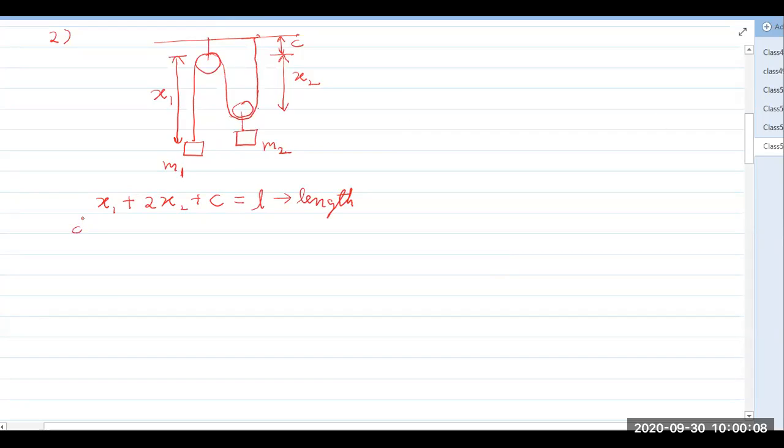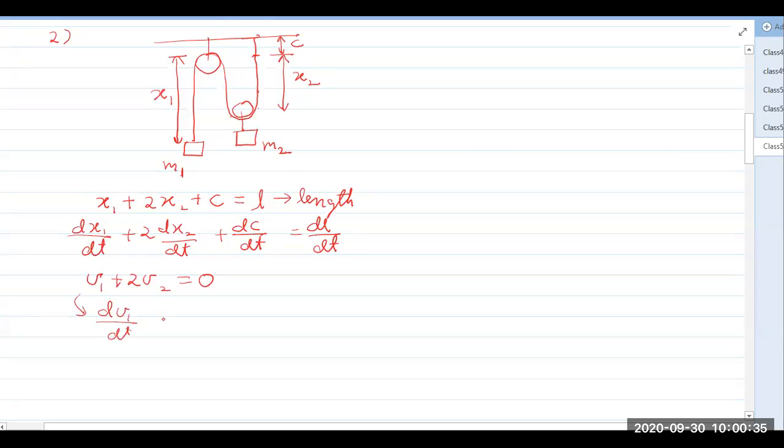Now if you differentiate it, then all the constant things are going to vanish. So length is constant, this is constant, c is from here to here distance, that is not going to change. So this will become v1 plus 2v2 equal to 0, or we differentiate it again. That will be 0, so we can write a1 plus 2a2 equal to 0, or we can say a1 is double of a2 with negative sign.